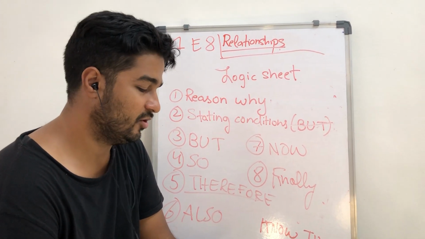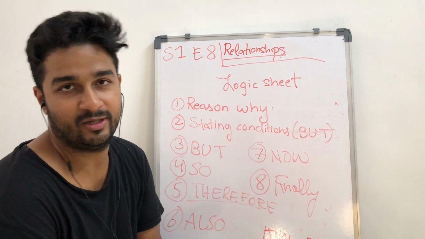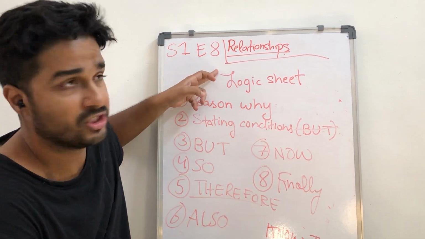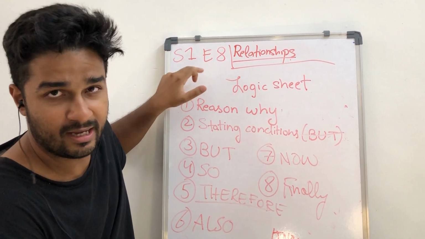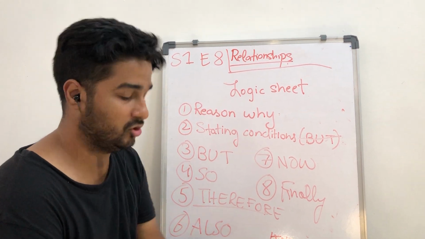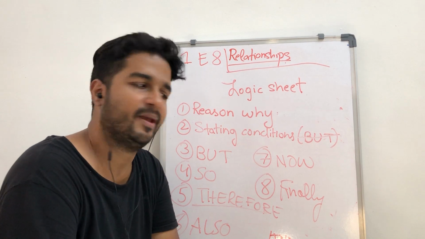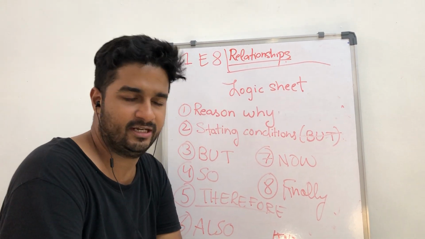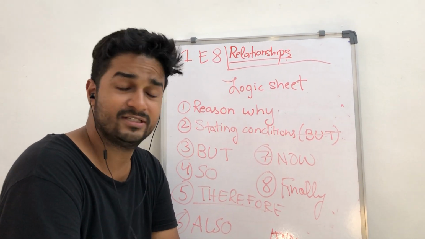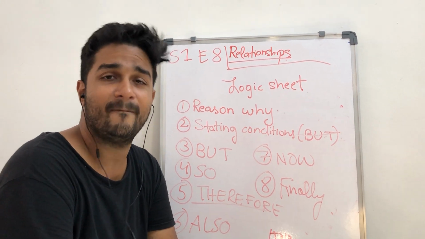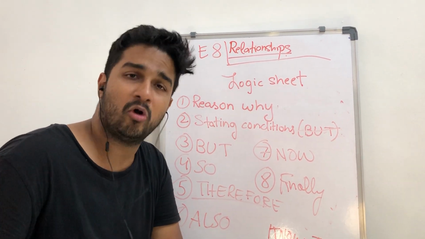Alright, so we are going to talk about logic sheets today. What are logic sheets? This is Relationships, Season 1, Episode 8, where we are going to talk about logic sheets. Now, logic sheets are a thing that everyone in every relationship ever should have. Unfortunately or fortunately, they do not have it, which is why it creates a lot of mess in life. Now, let's try and not create this mess.